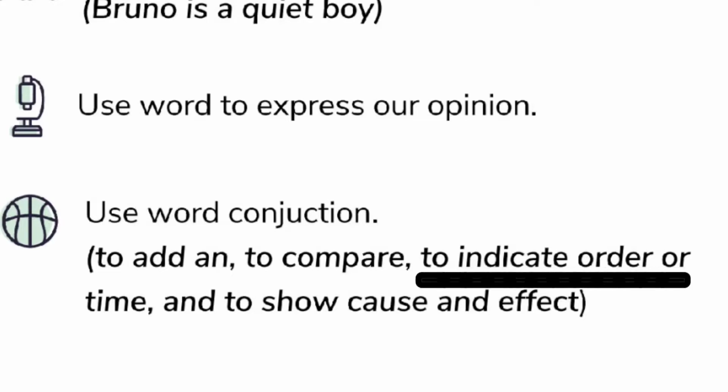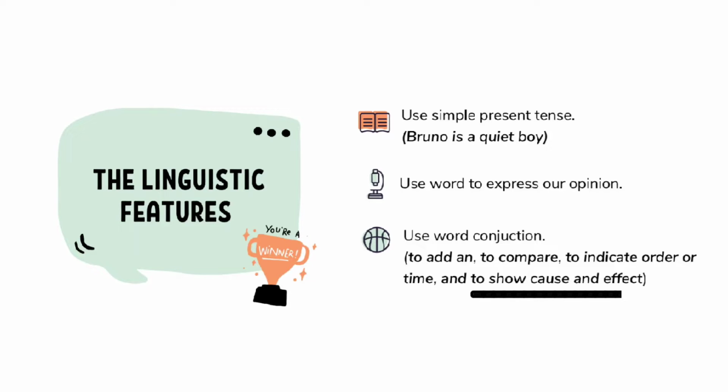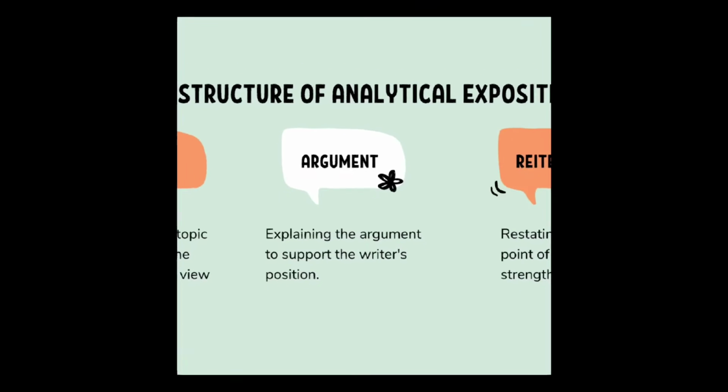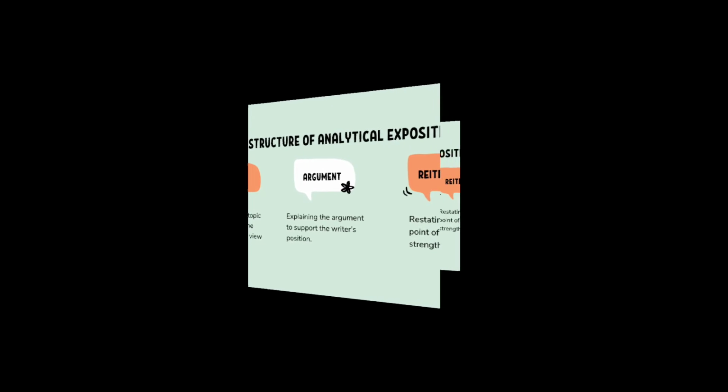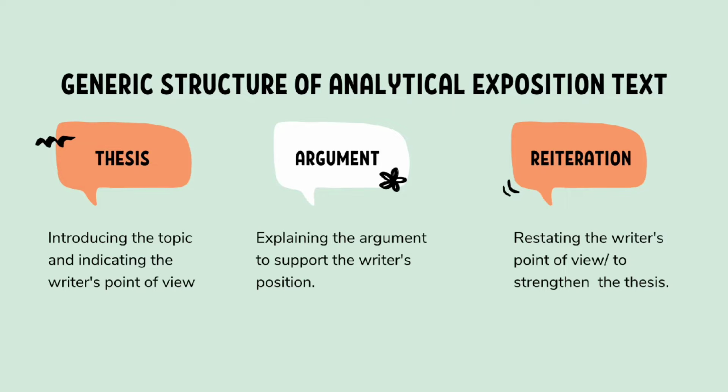Third, to indicate order or time, for example, first, then, next. And the last is to show cause and effect, for example, as a result, because, by, consequently, despite, due to, for that reason. Next, if you already know the outline of analytical exposition writing, let's continue learning together how to write an analytical exposition text.